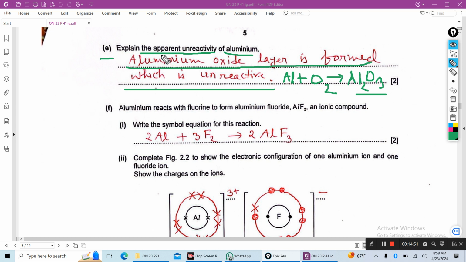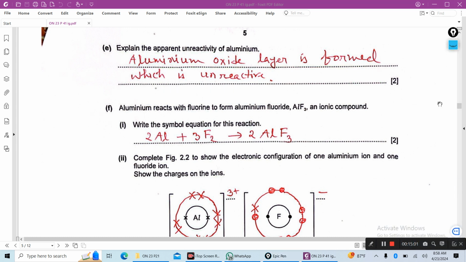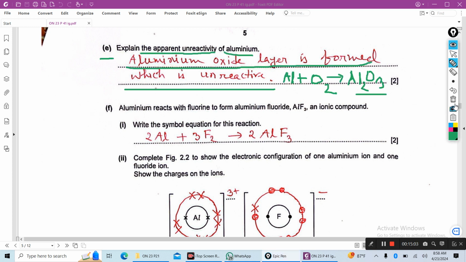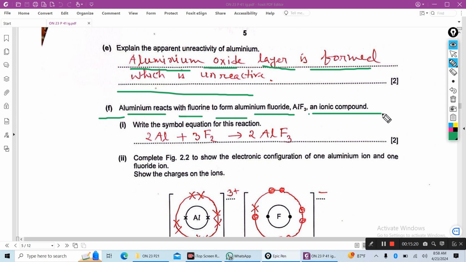So explain the apparent unreactivity of aluminum. Aluminum reacts with oxygen to produce aluminum oxide, a layer is formed which is unreactive. And F, aluminum reacts with fluorine to form aluminum fluoride, an ionic compound. Write the symbol equation for this reaction.